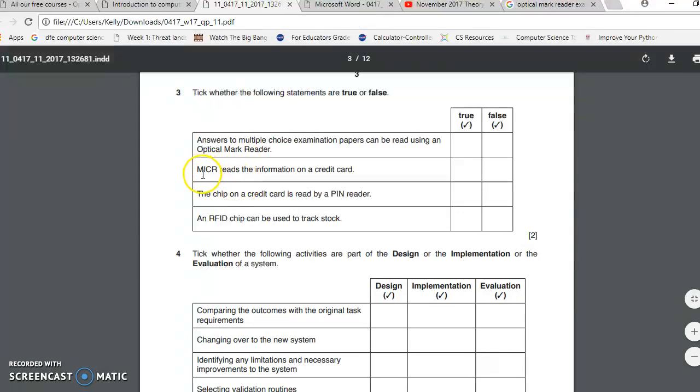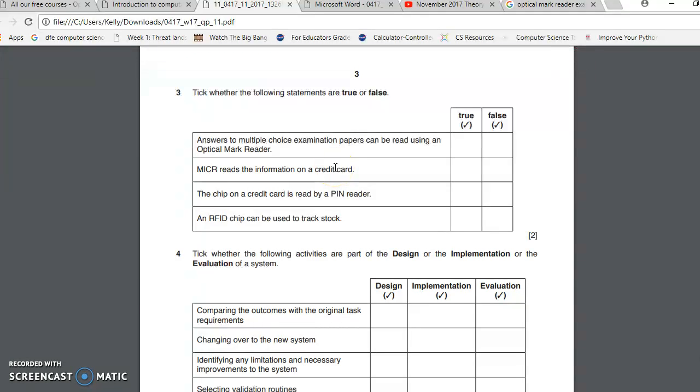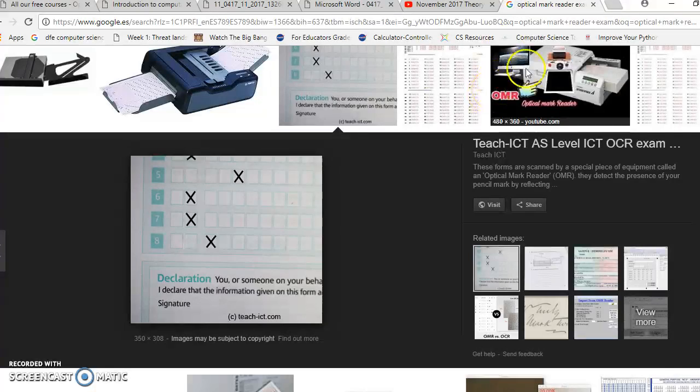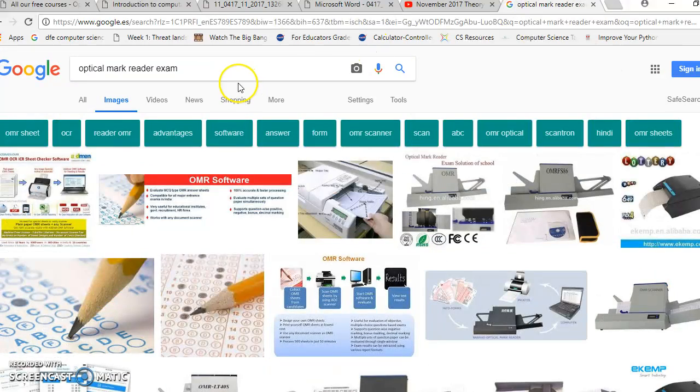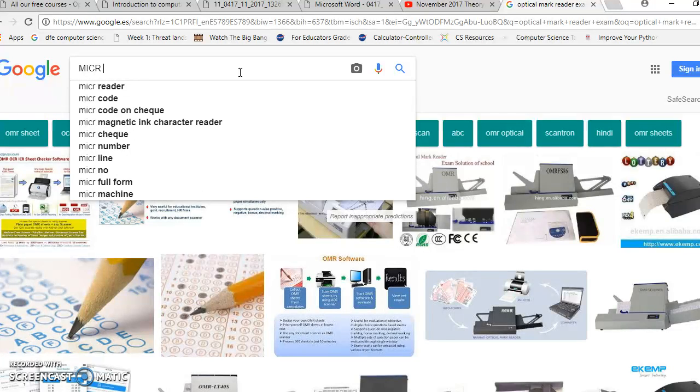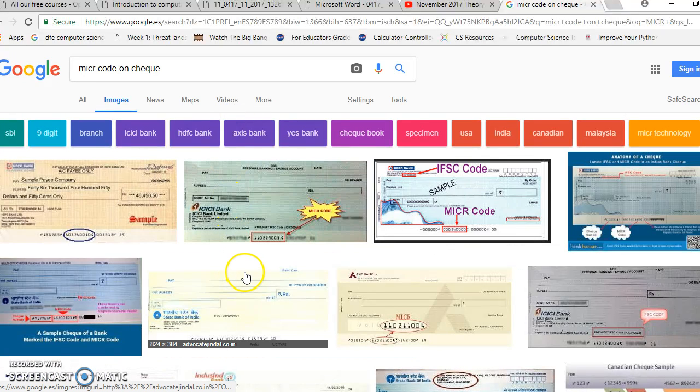MICR, which stands for Magnetic Ink Character Reader, you should remember this, reads the information on a credit card. True or false? I'll give you a second to think about it. The answer is actually false. If you remember, credit cards are read through magnetic stripes. An MICR reader is actually used on a check.